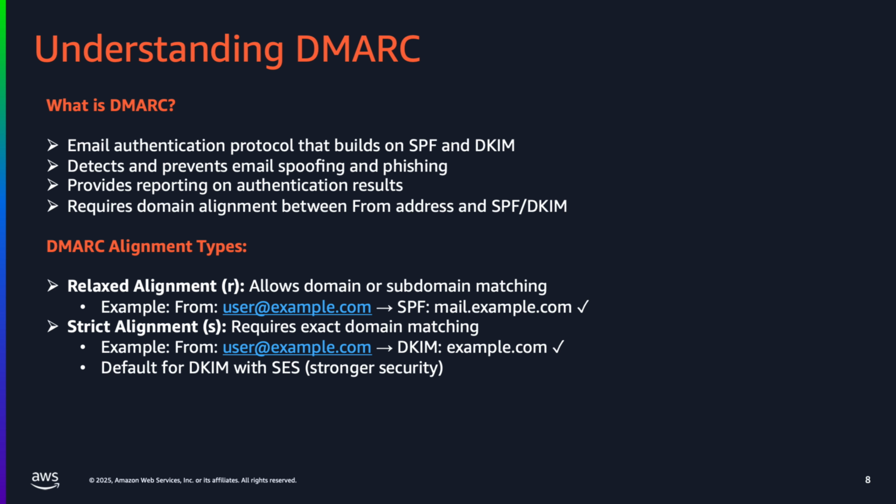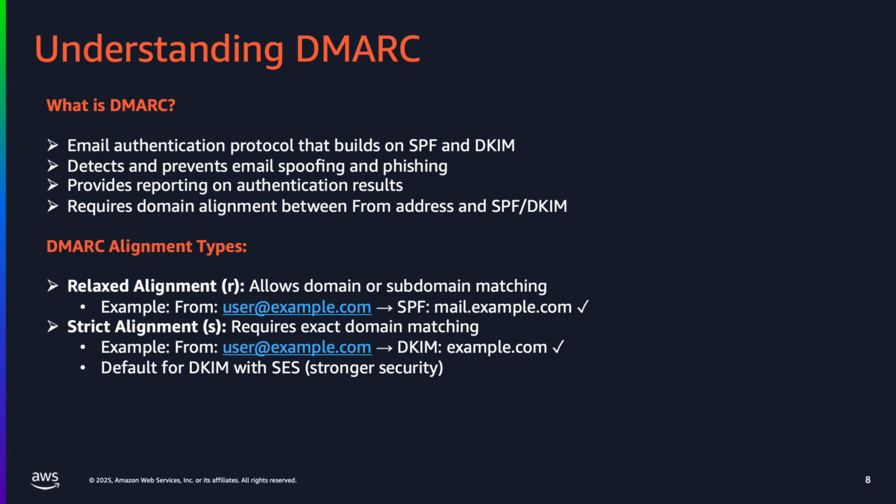Relaxed alignment allows the domain in the DKIM signature or MAIL FROM address to match the domain or a subdomain of the From address. For example, email from user@example.com can be signed by mail.example.com. Strict alignment requires an exact domain match between the domain in the DKIM signature or MAIL FROM address and the From address. For example, email from user@example.com must be signed by example.com exactly in the DKIM signature.